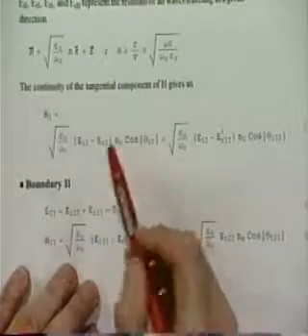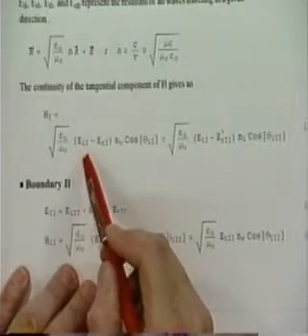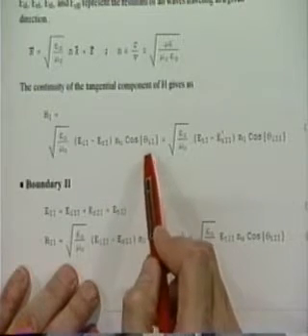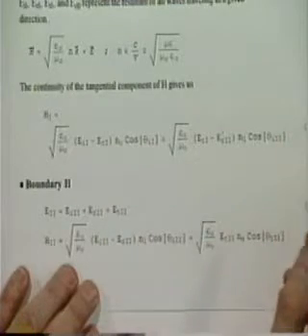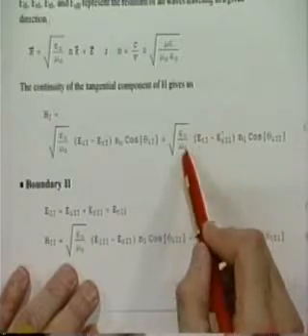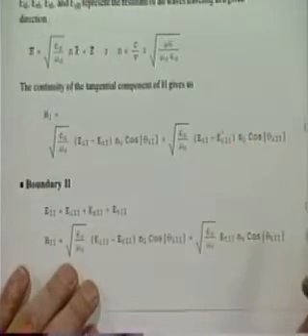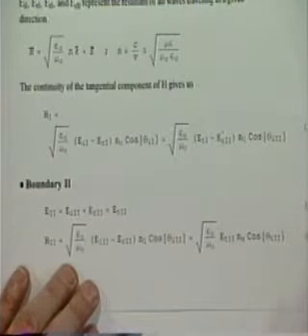So we get H sub I is square root of epsilon naught over mu naught, E sub I1 minus E sub R1, N naught cosine theta I1. And that's equal to square root of epsilon naught over mu naught, E sub T1 minus E prime R2, N1 cosine theta I2.